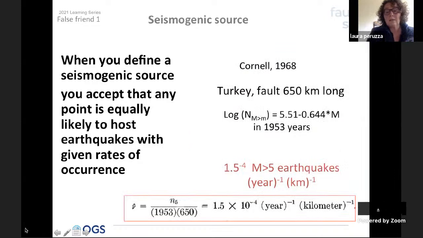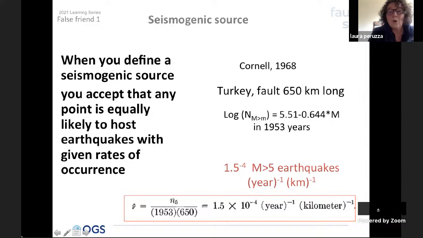And it was quite simple, the mathematics for Cornell in 1968. He had a 650 kilometer long fault system. He had a Gutenberg-Richter relation calibrated on a catalog that was something less than 2,000 years long. And he computed the rate of magnitude greater than 5 earthquakes per year and per kilometer. The full system is equally characterized by the same rate of occurrence.